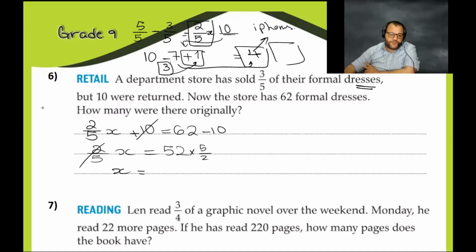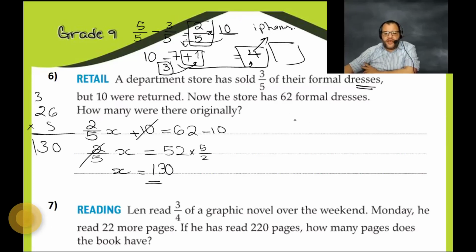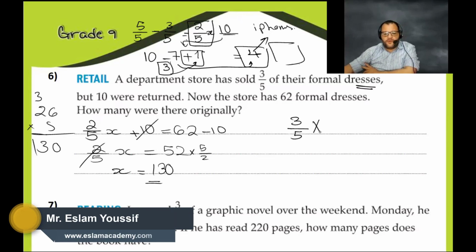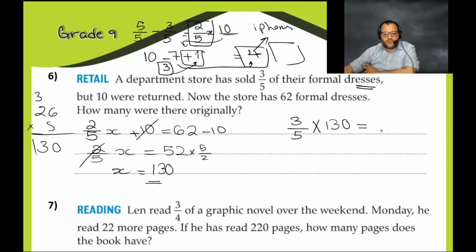what is the answer? 26 multiplied by 5, 26 times 5, which equals 130. You can check your answer. If I have here 3/5 of 130, so that's what I solved. Suppose that the answer will be, what is the answer? 52. That's right, 52. I solved 3/5. Now it will be, what is the number now?